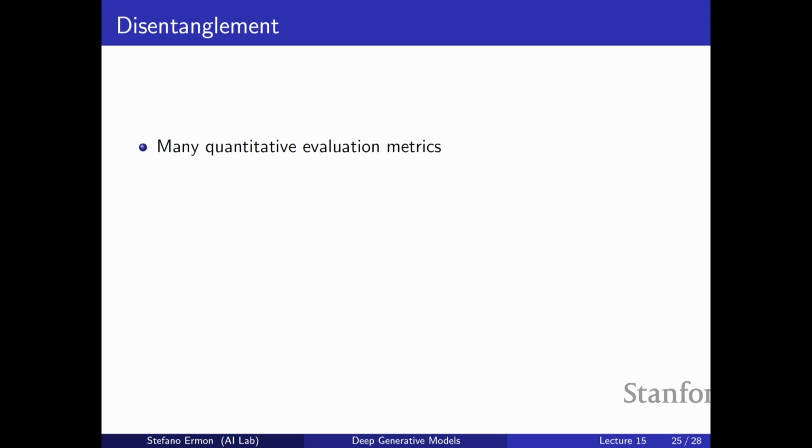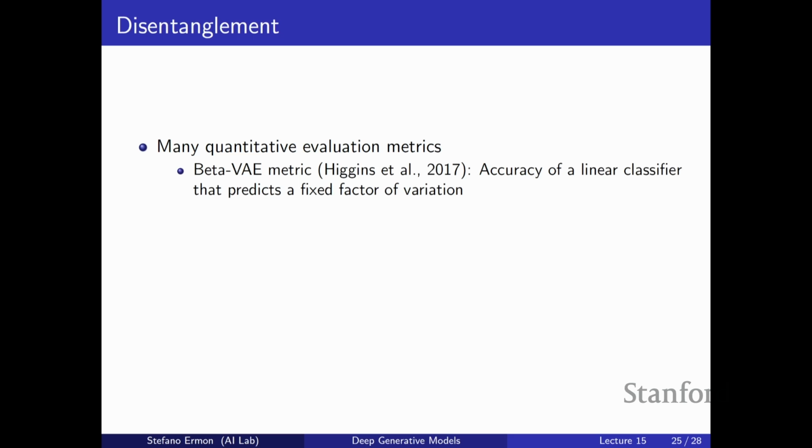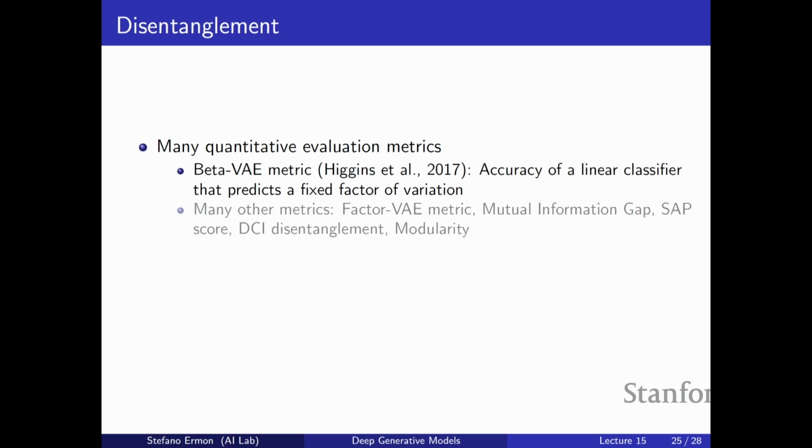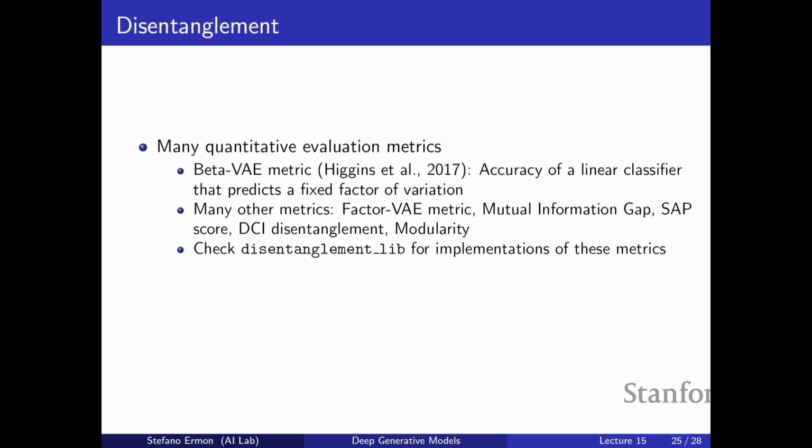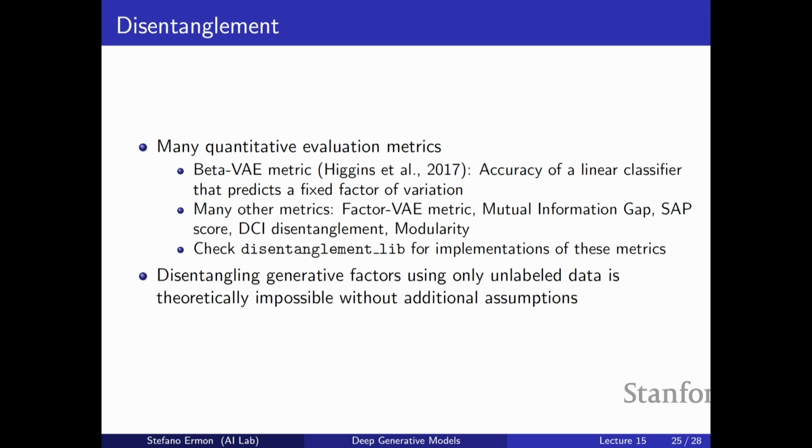And again, there's many metrics that people have come up with. For example, the accuracy of a linear classifier that tries to predict a fixed factor of variation, and a bunch of others that I'm not going to go over. But there are some libraries that would allow you to compute these metrics. So if you're doing a project around disentanglement, this might be a good resource to look into.